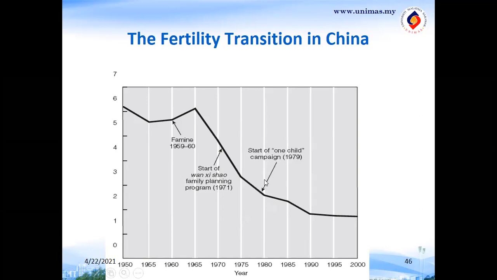That's the starting of the one-child policy campaign, and that has a drastic impact on the total fertility rates, yeah, in China, right? So now China is already having less than 2 children per woman, yeah. So that explains why the rate of population growth in China is slowing down, yeah, slowing down. Okay, so that's the fertility transition in China.